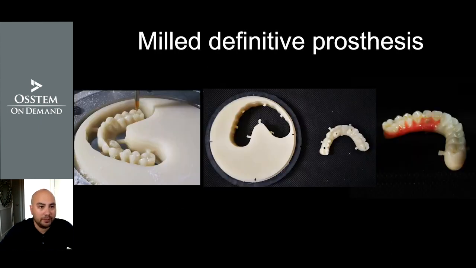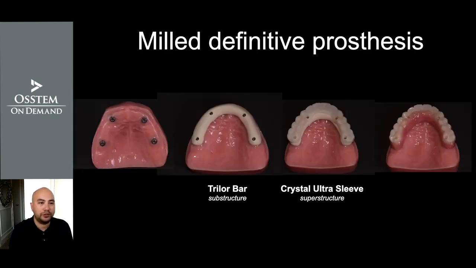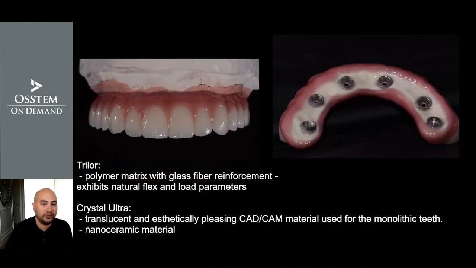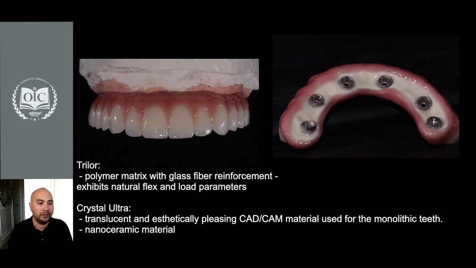Let's now move to the milled definitive prosthesis. Initially we used Trilor bar and Crystal Ultra sleeve. The reason why we started with that is that we thought that Trilor bar, which is a polymer matrix with glass fiber reinforcement, exhibits natural flex load parameters similar to the bone. And then on top of that we have Crystal Ultra, which is a translucent and aesthetically pleasant CAD/CAM material used for monolithic teeth, and it is a nanoceramic material.